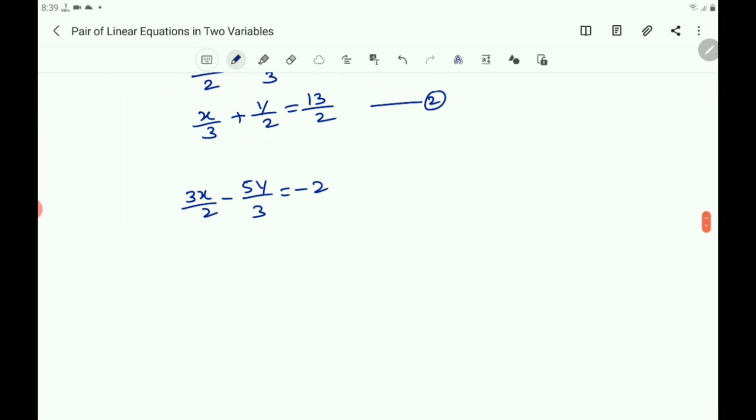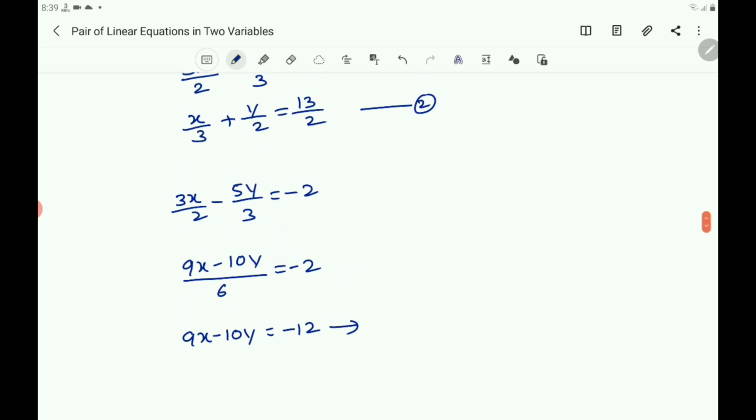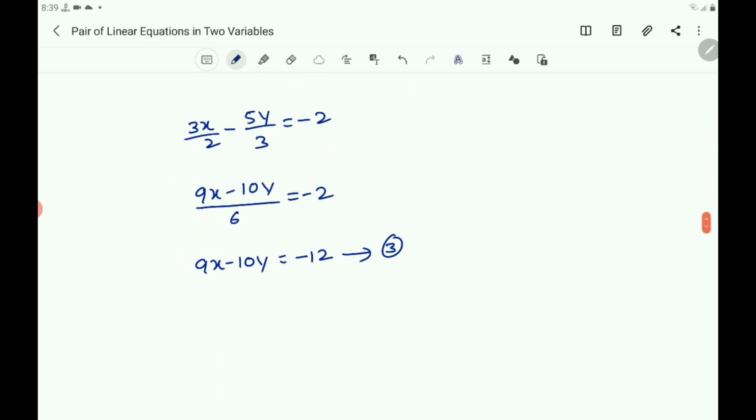Here you take the LCM. What is the LCM of 2 and 3? LCM of 2 and 3 is 6. And 2 3s are 6. So you write 3 3s are 9, 9x. And 3 2s are 6, 5 2s are 10, 10y equals minus 2. Then it becomes 9x minus 10y equals 6 2s are 12, minus 12. You got the converted equation of the first equation, that is the third equation you take.